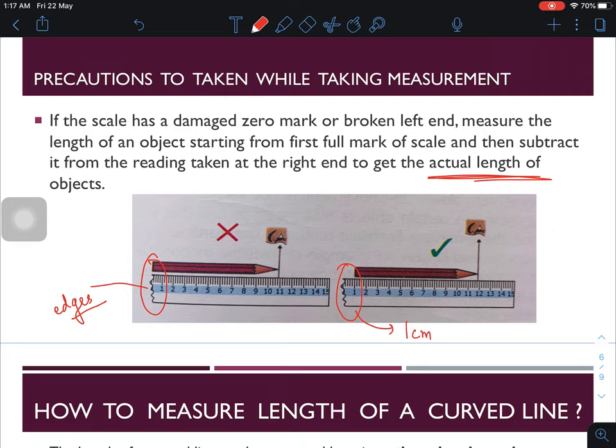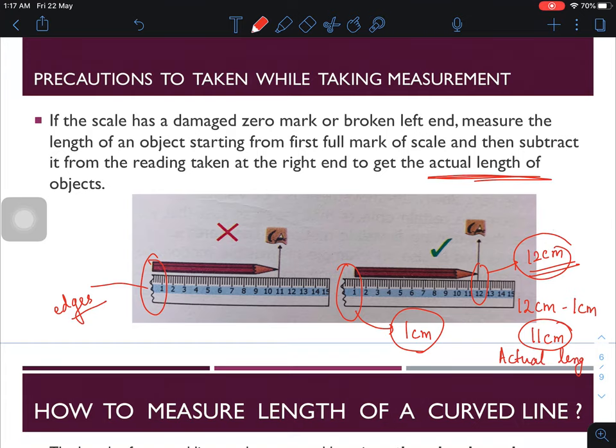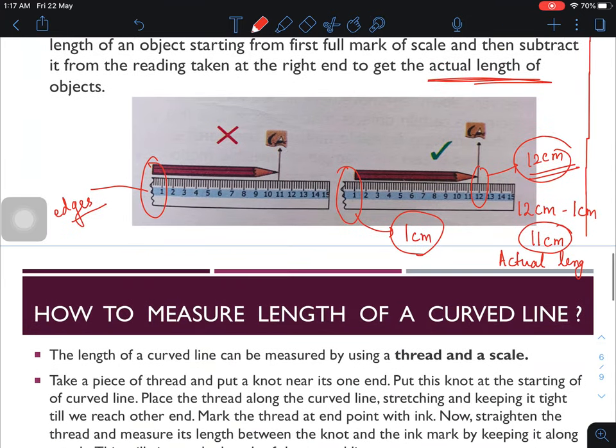तो आप मेजरमेंट उस पॉइंट से स्टार्ट करोगे. ठीक है, अब यहाँ 1 से स्टार्ट किया, यहाँ पे मान लो एंडिंग हो रही है 12 सेंटीमीटर पे. That doesn't mean the length of this pencil is 12 centimeter. What you have to do is, जो आपकी ये वैल्यू आई 12 सेंटीमीटर से, आपको ये 1 सेंटीमीटर को सब्ट्रैक्ट करना पड़ेगा. Then you will get the actual length. So 11 is the actual length.